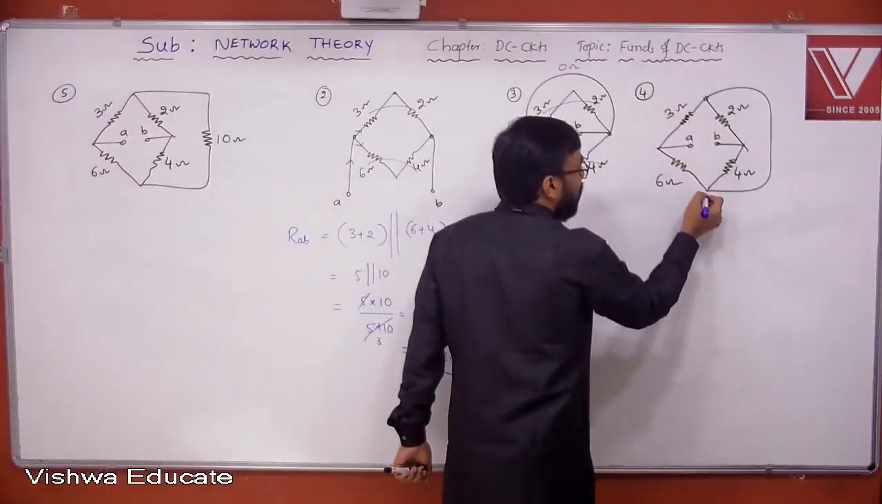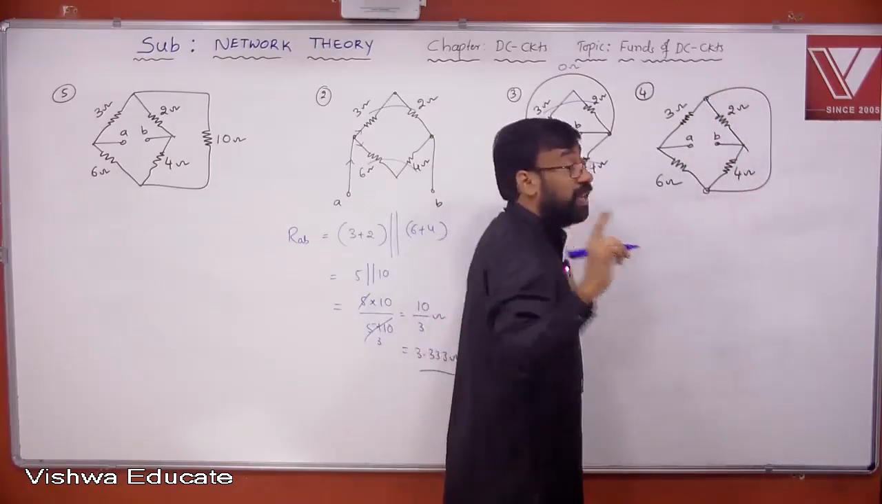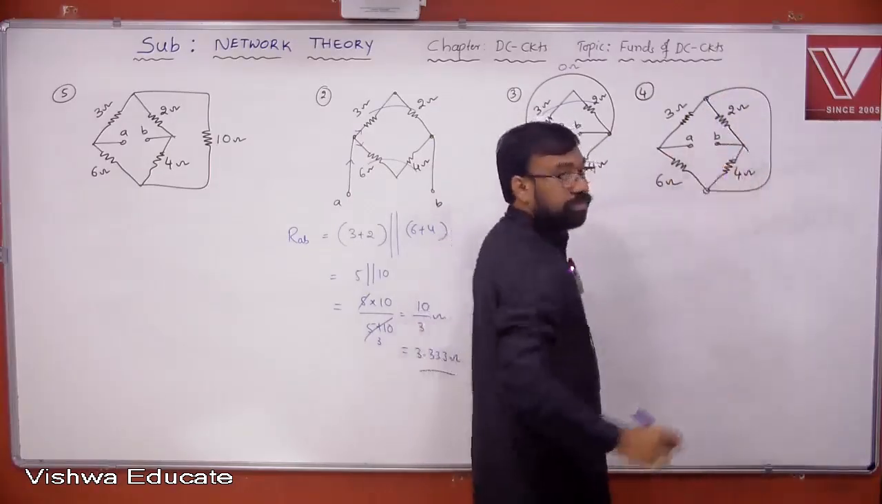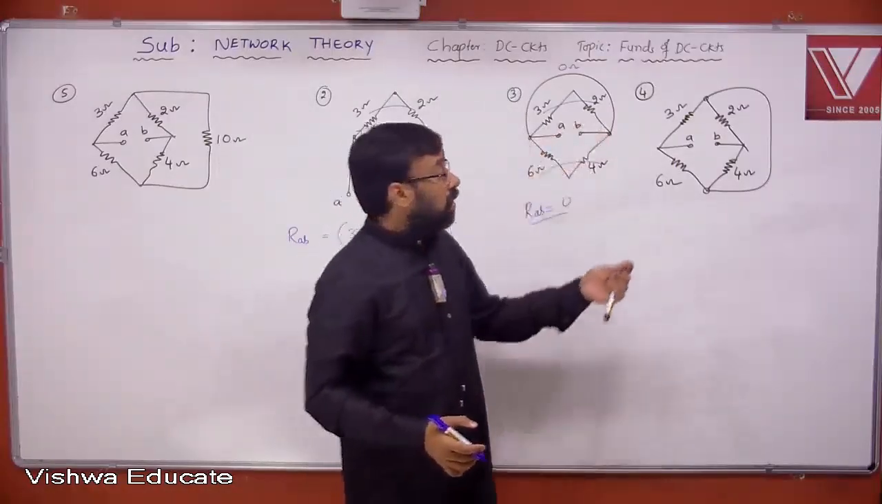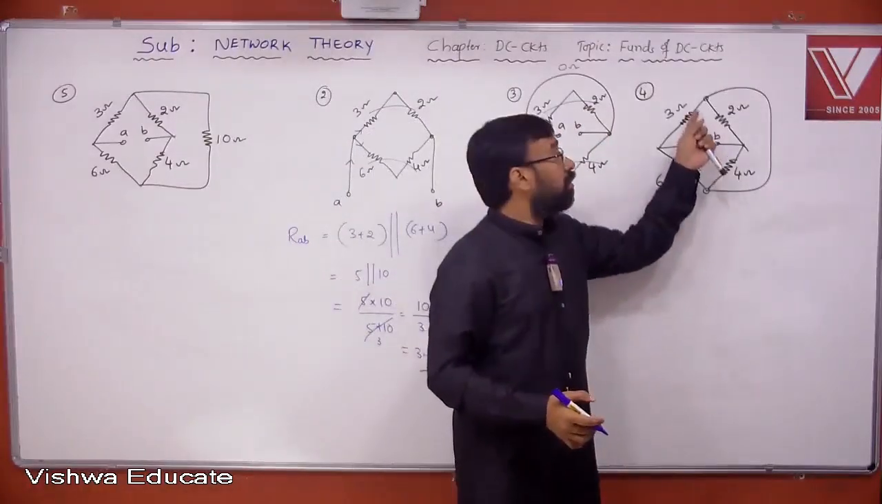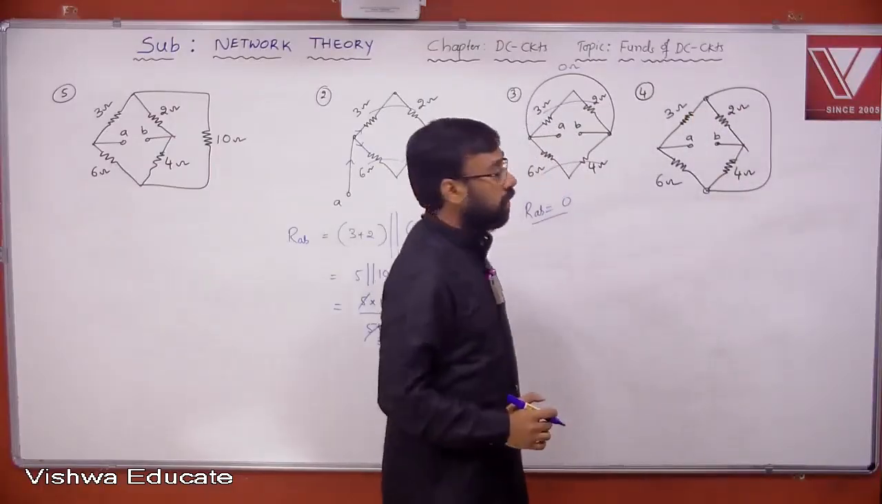There is a zero resistance path, but that is not connected between input terminals. Yes or no? Some other terminals, we do not know. Some other terminals actually. The input terminals are not shorted. Some other terminals are shorted here. Getting? Then how do you solve it?